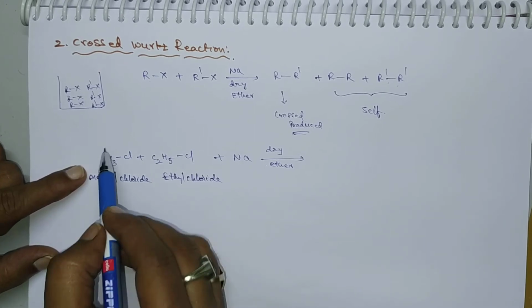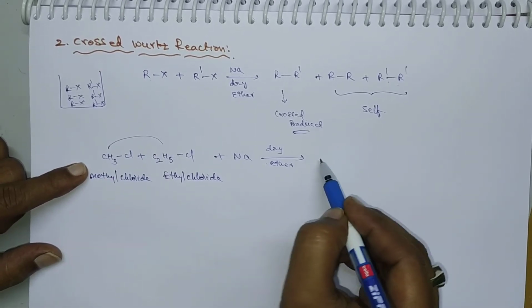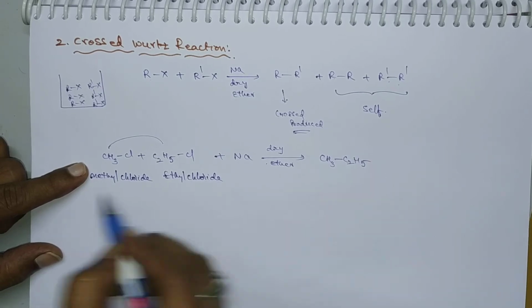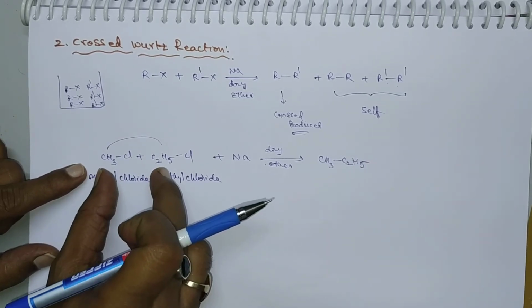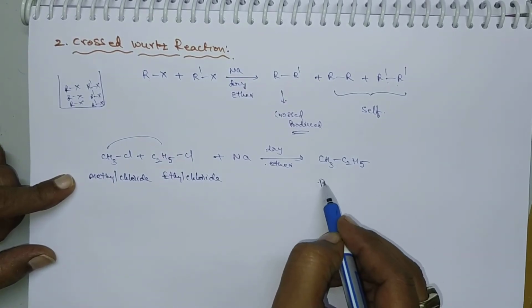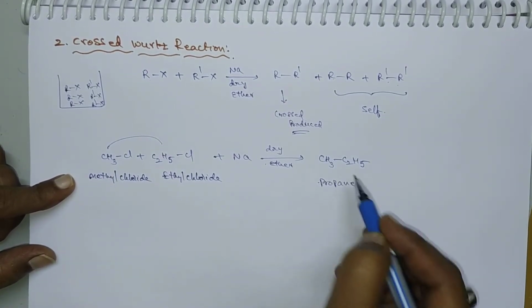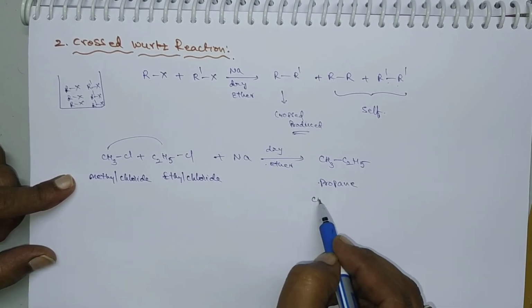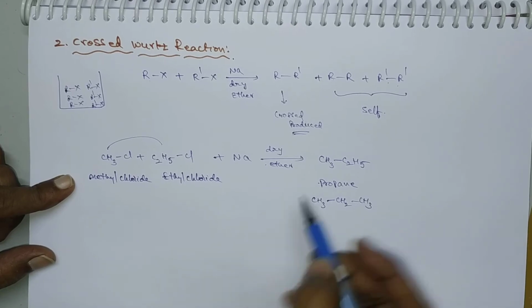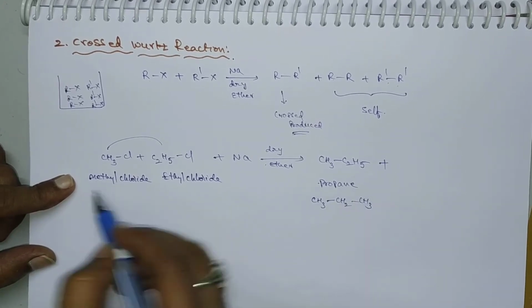The crossed product means between these two, that is CH3 and C2H5. These two molecules undergo reaction to produce this one. This is called propane, since it consists of 3 carbons. Here we can write it like this also, CH3, CH2 and CH3. So this is propane.